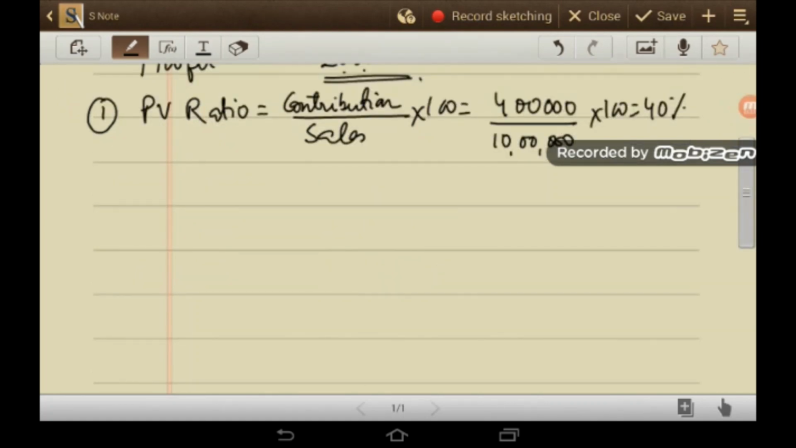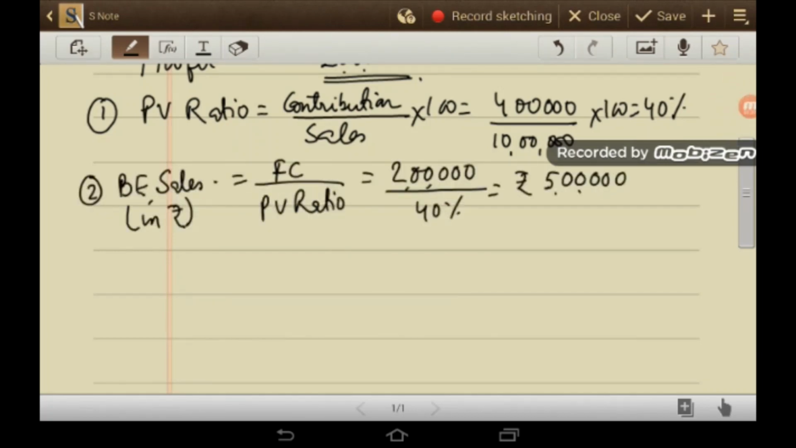PV ratio is calculated as contribution by sales into 100. Your contribution we have calculated from the income statement as 4 lakh. Sales rupees 10 lakh into 100, so is equal to 40%. Next is BE sales. BE sales or break-even sales is equal to fixed cost by PV ratio. Fixed cost is rupees 2 lakh by 40% is equal to 5 lakh.